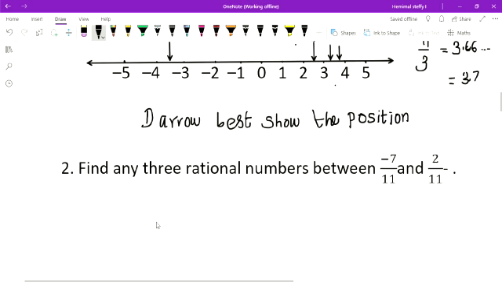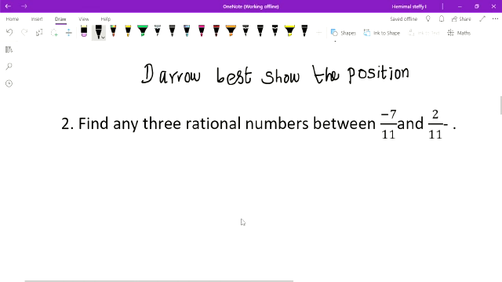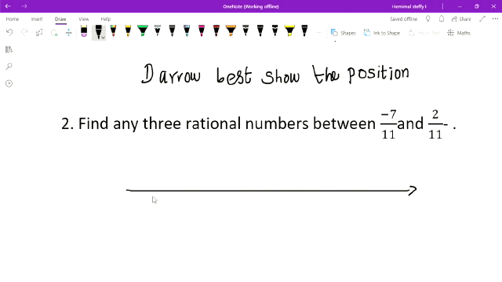Find any three rational numbers between -7 by 11 and 2 by 11. We know the rational numbers between -7 and 2. We have many numbers between. First I am going to draw the line. Okay, I draw the line between.